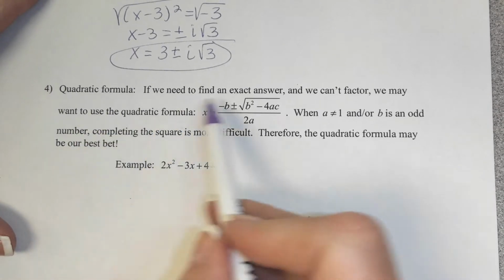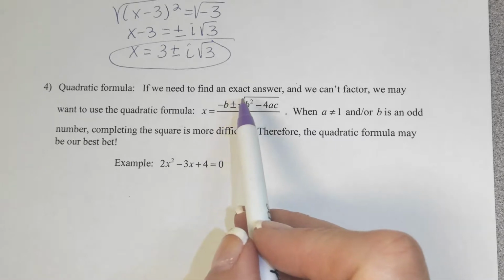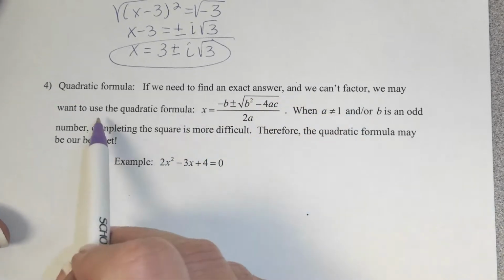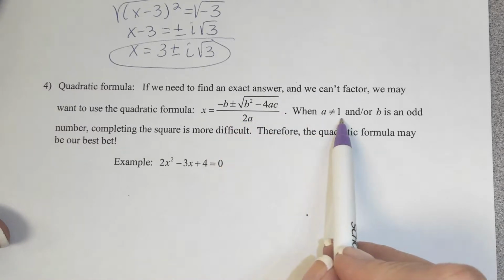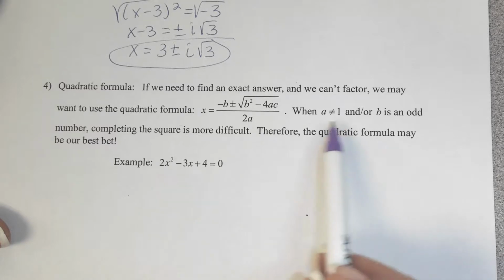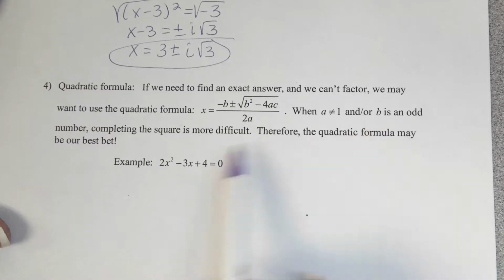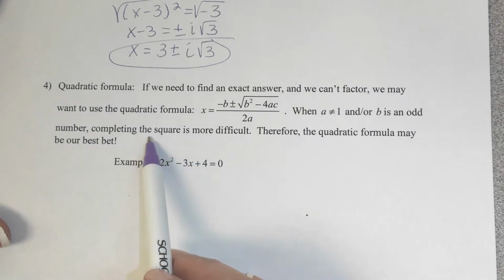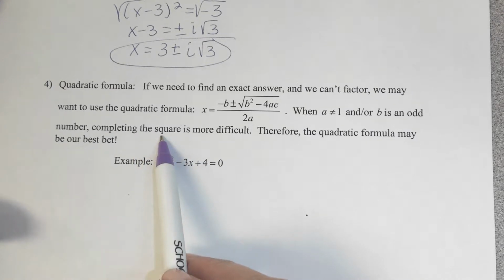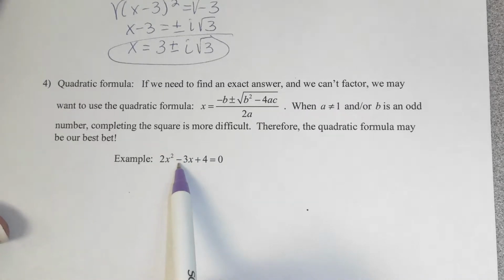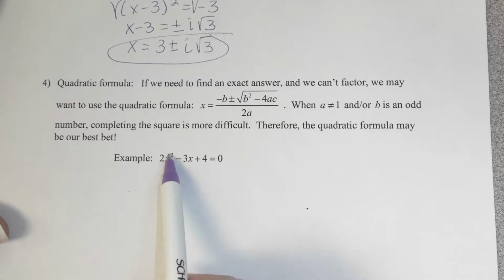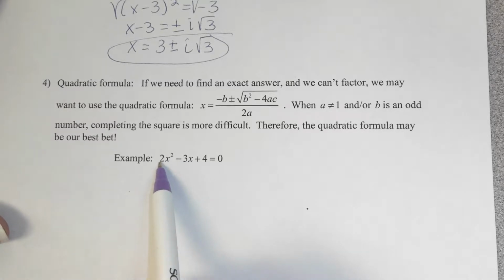All right. Quadratic formula. If we need to find an exact answer and we can't factor, we may want to use the quadratic formula. If a is not equal to 1, see how this a value is not equal to 1, or b is an odd number, completing the square is more difficult. It's not impossible. I'm sure most of you could do this problem by completing the square. But wouldn't it get a little bit difficult since x squared has to have a coefficient of 1 to complete the square? It's just not my favorite choice. Sure, I can do it, but why?